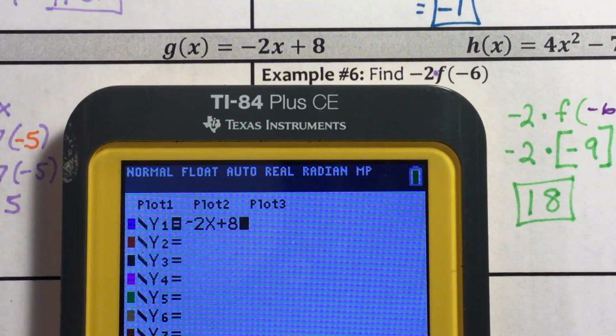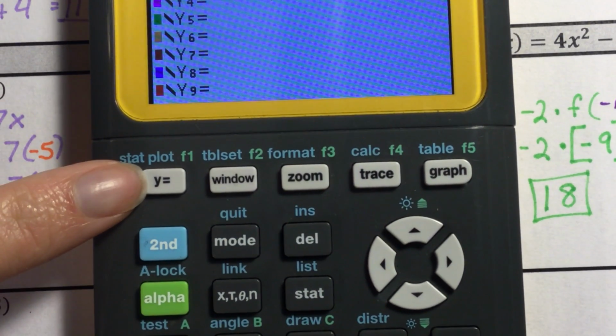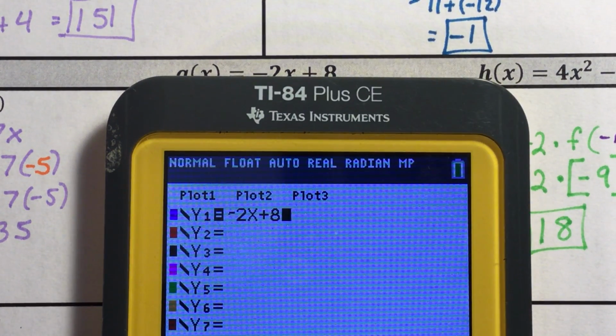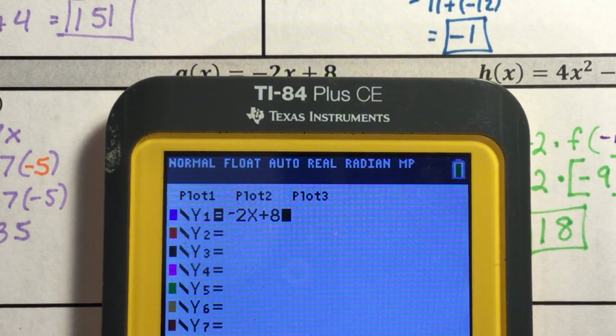Okay, so first off, what you want to do is go to your y equals. Okay, so that's that top left button, y equals, and you get this screen. You're going to then type in -2x plus 8. So that was our g of x function, and example 7 uses g of x. It says g of -3. So you type in -2x plus 8.